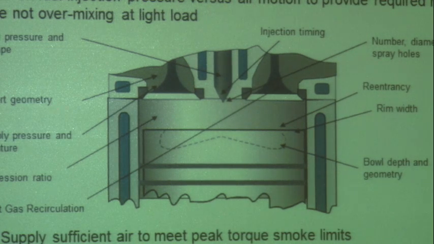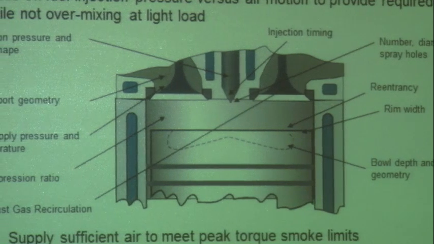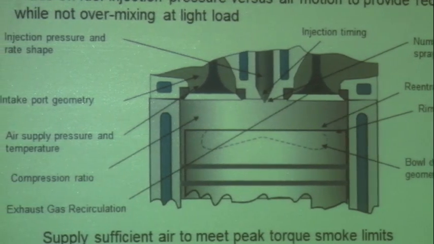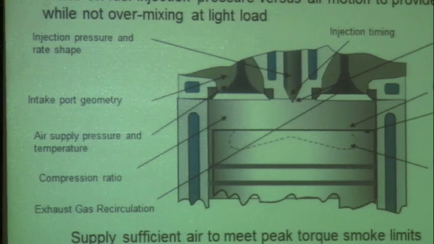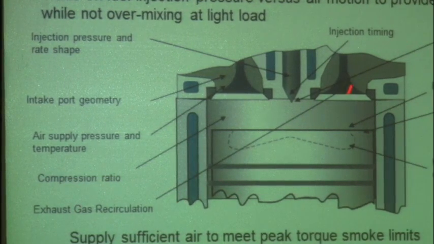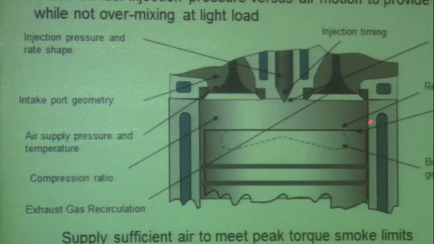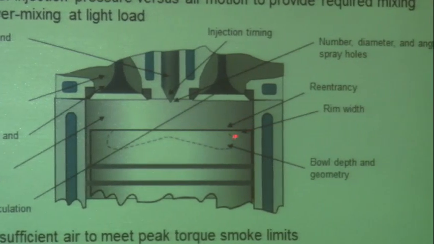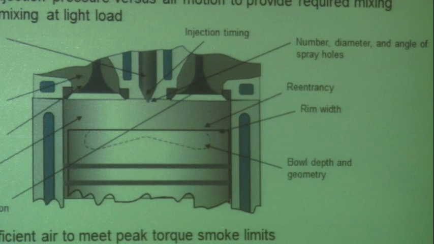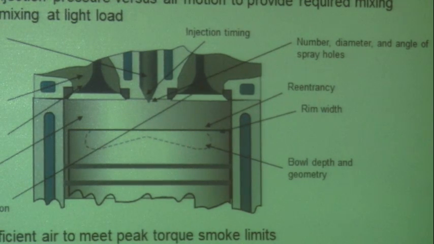For high-speed diesel engines, the intake port geometry, generally you could have swirl generation or even tumble generation, depending on the design of the intake system. The boost pressure, whether you have an intercooler to control the pressure and temperature at the intake valve closure. Compression ratio, the amount of exhaust gas that you recirculate, these are all design parameters. As far as the piston bowl is concerned, the reentrancy, or basically the shape of the piston bowl, and the size of the piston bowl.